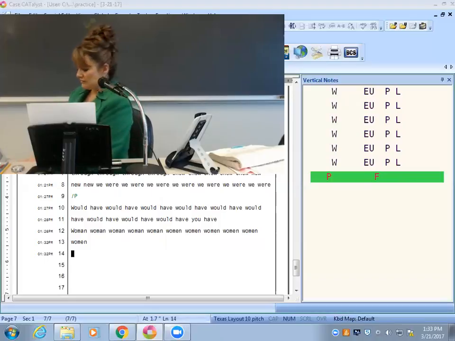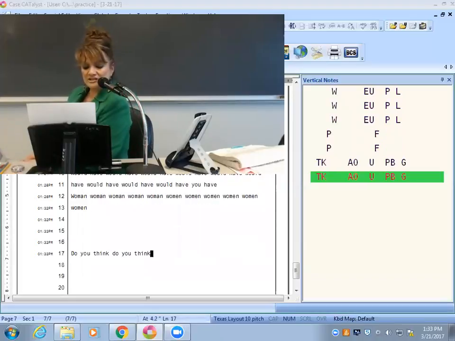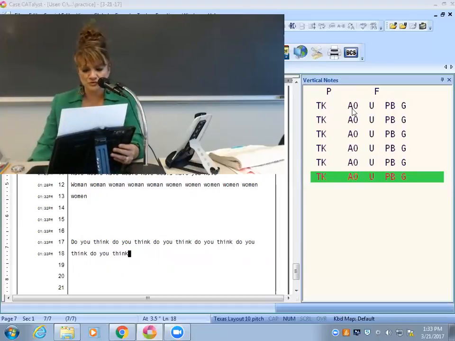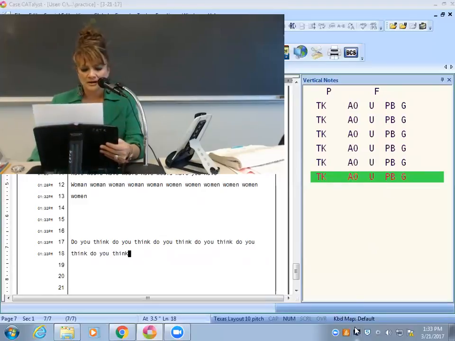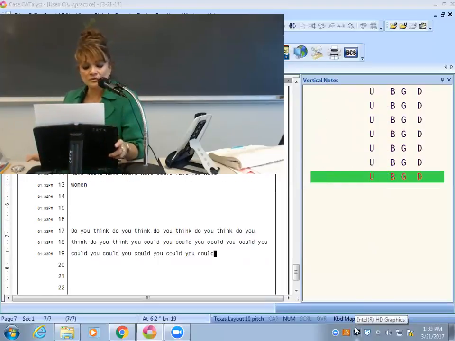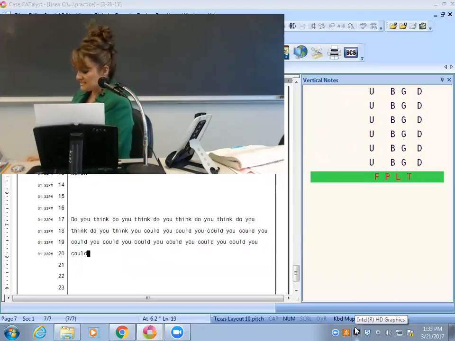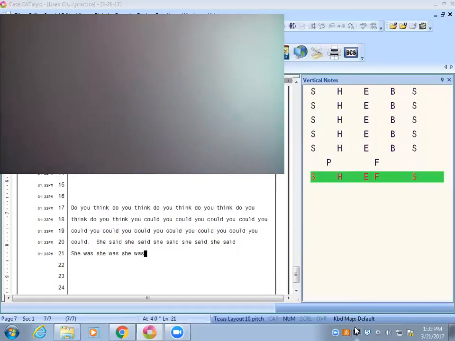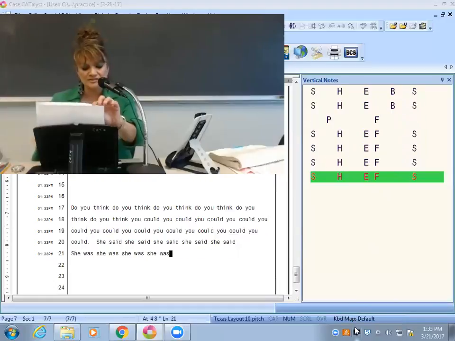Let me just give you a phrase that comes out. Do you think is D long U N G. Think of the D long U for the do you. NG always in a phrase is NG for think. You could is UKD. You can go back and view this and then write them down. She said SHEBS. She was SHEFS. The sooner you learn these, I promise it does help and make a difference.